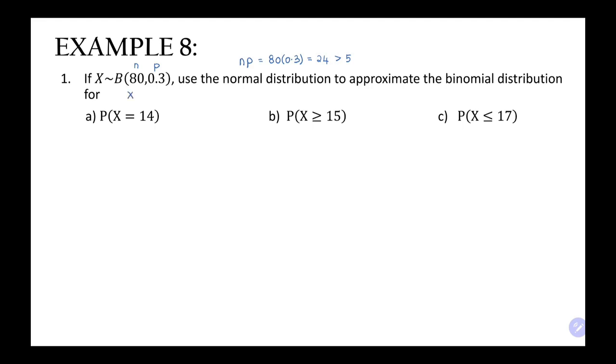So we state X is normally distributed with np and npq. Okay, equals to X normally distributed with np is 24, npq. So 24 times q, q is 0.7. We get npq is 16.8.